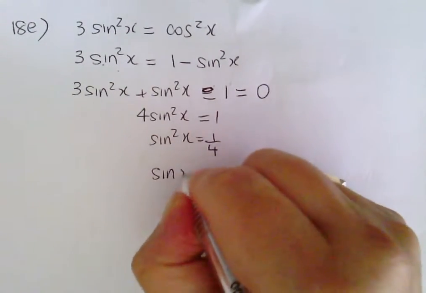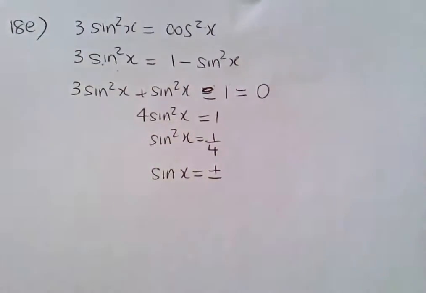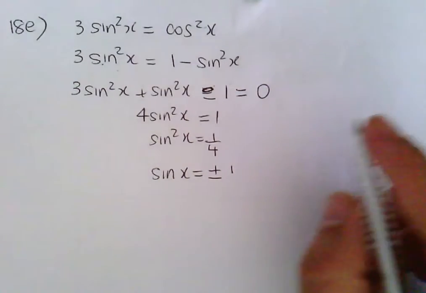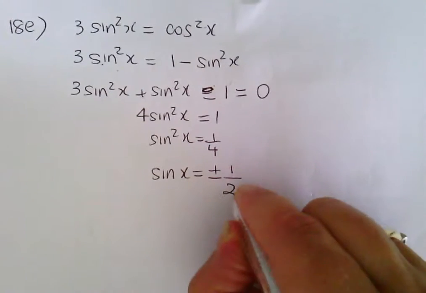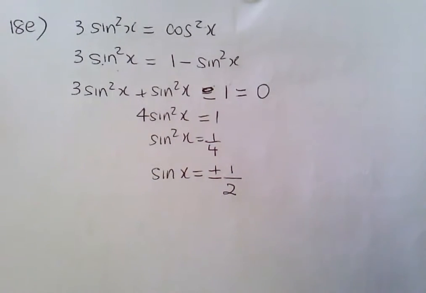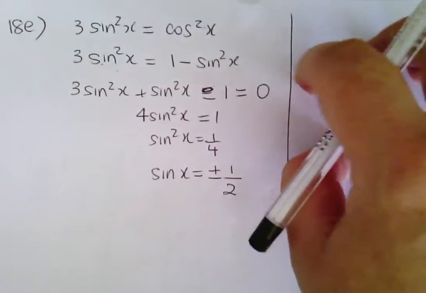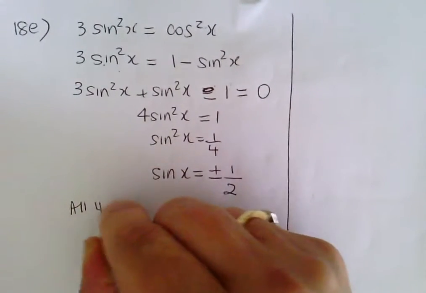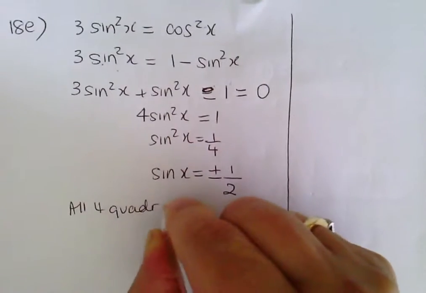Are we good? Sine of x equals plus or minus the square root of that. Square root of 4 is just 2, so plus or minus a half. I'm going to try this the tan way in a minute, all right? So what have we got? All 4 quadrants.